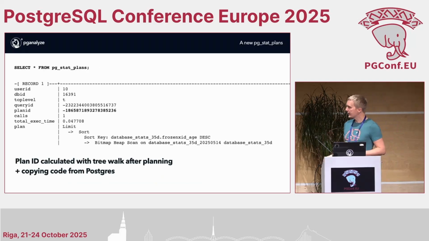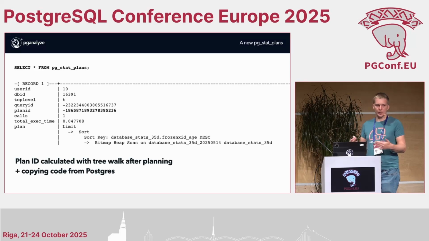The way that the plan ID calculation is done here is we're doing a tree walk, but we're doing it by copying a bunch of code from Postgres, because the jumble functions are not accessible to an extension, so we had to copy that out.